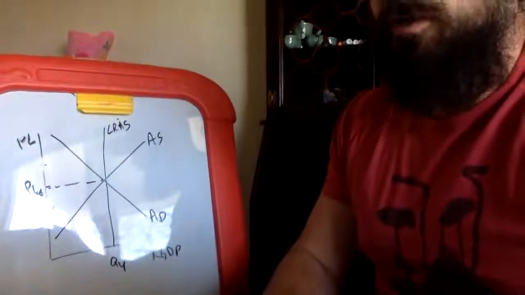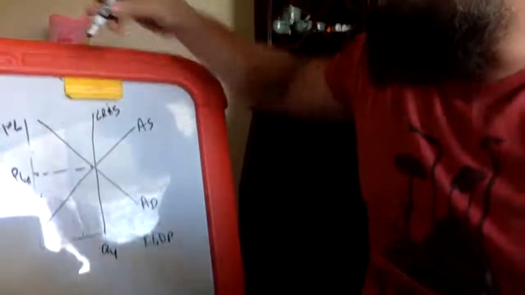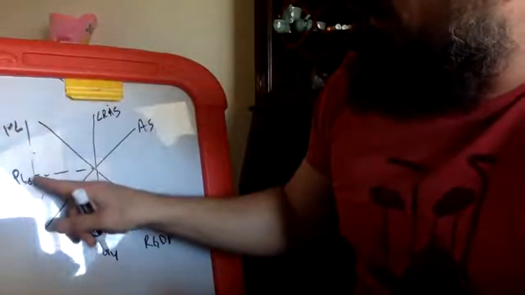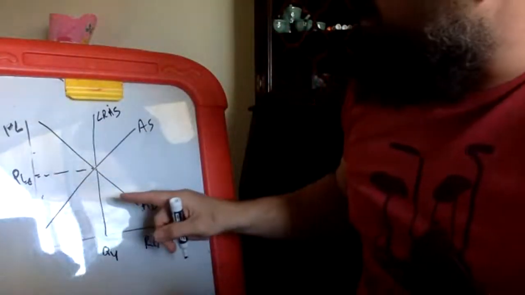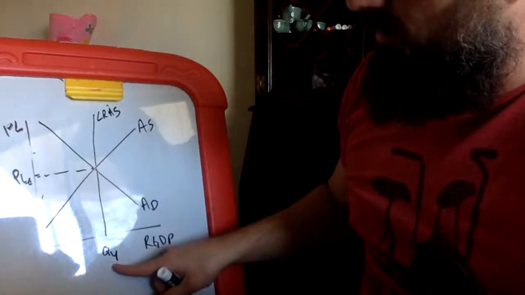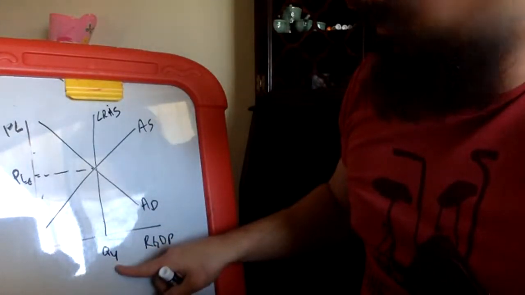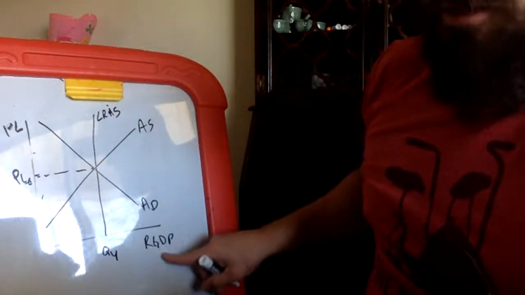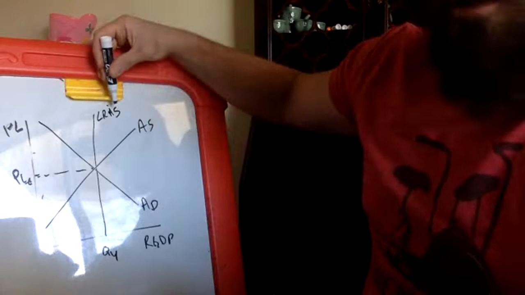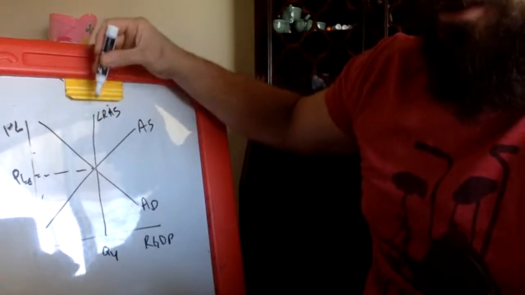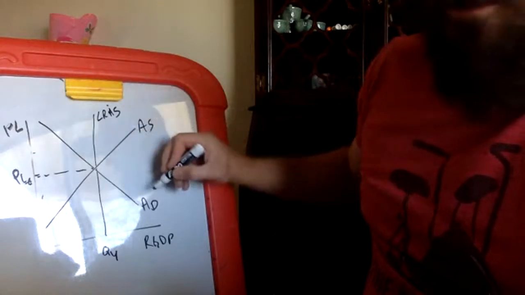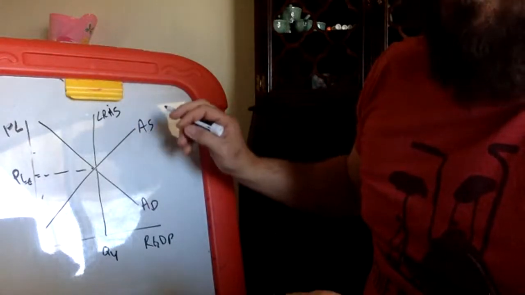Okay, so real quick, if you just want to do a spot check, you should have price level on the vertical axis. You should have price level equilibrium. You should have your quantity equilibrium, or your full employment point right here. You have the real GDP labeled. Then you have your long run aggregate supply curve, which is that vertical curve. And then you have your downward sloping aggregate demand curve and your upward sloping aggregate supply curve.